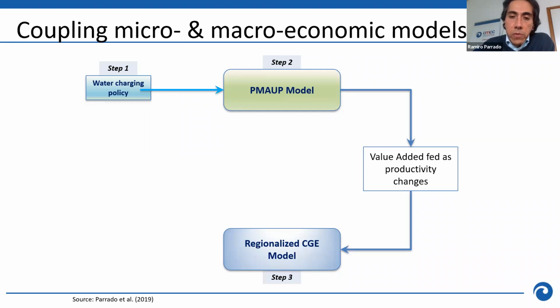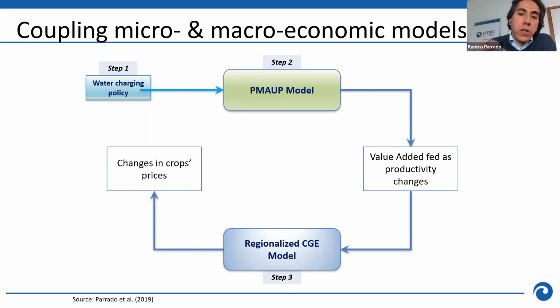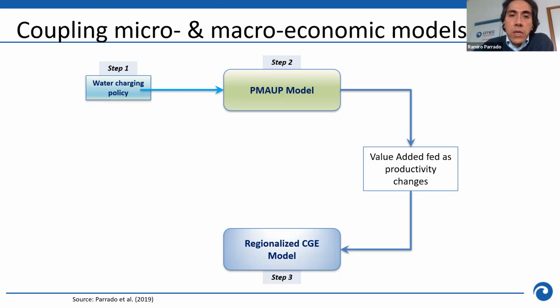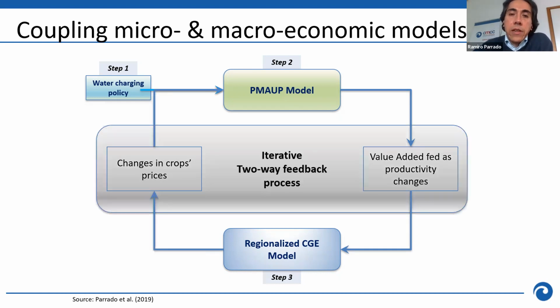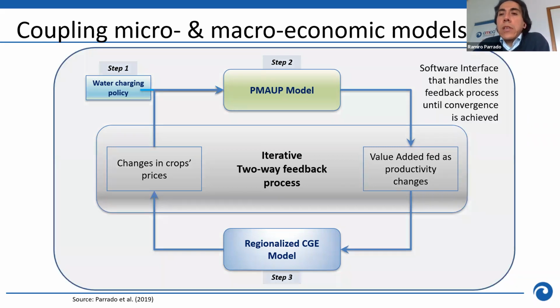After having this input for the CGE model, we can run the simulation and produce the changes in crop prices that will be subsequently fed to the micro model. And this will start an iterative two-way feedback process. And this process will be handled by a software interface until the feedback process reaches a convergence. So basically, this was the methodology we applied in this particular paper.